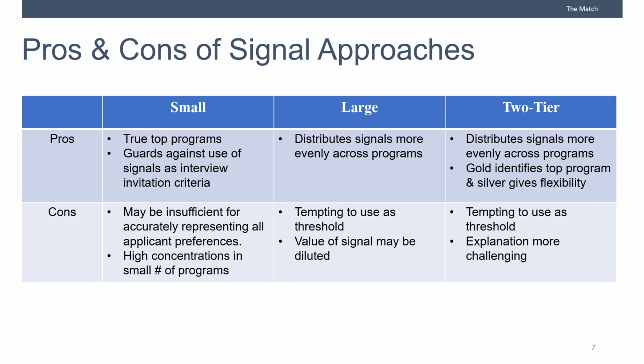The 2-tiered approach is a bit of a mix. The largest pro is that it offers flexibility to applicants, but it's harder to explain, and the difference between gold and silver signals may be artificial. Also, 2-tiered systems distribute signals more evenly across programs.